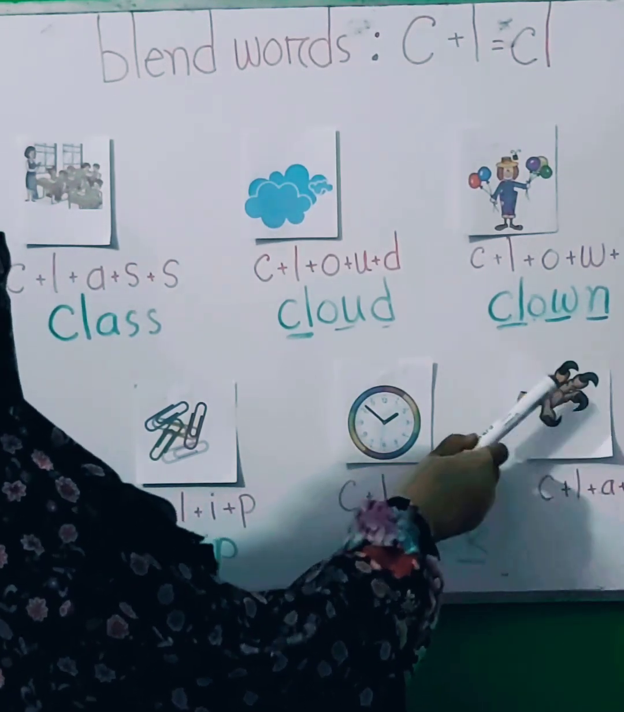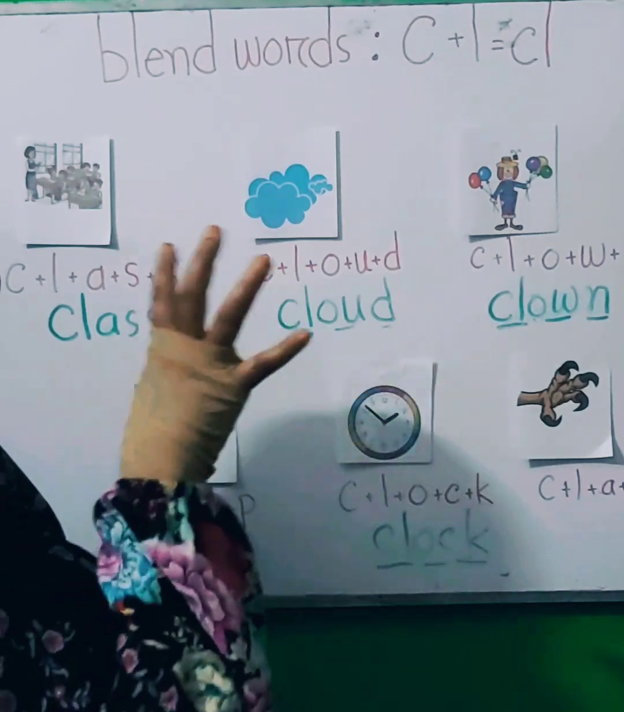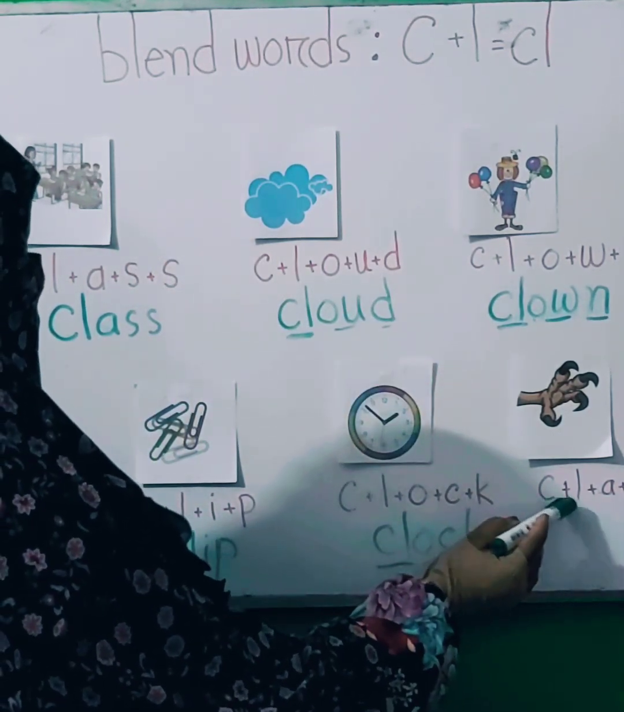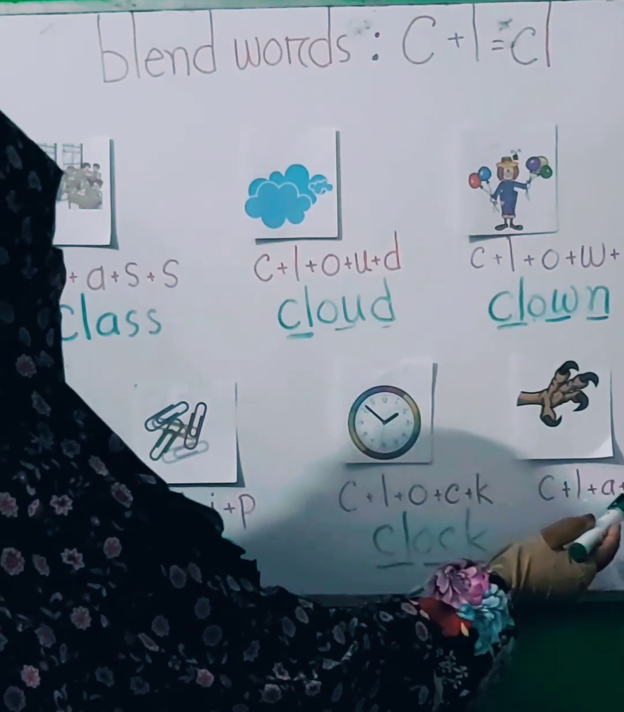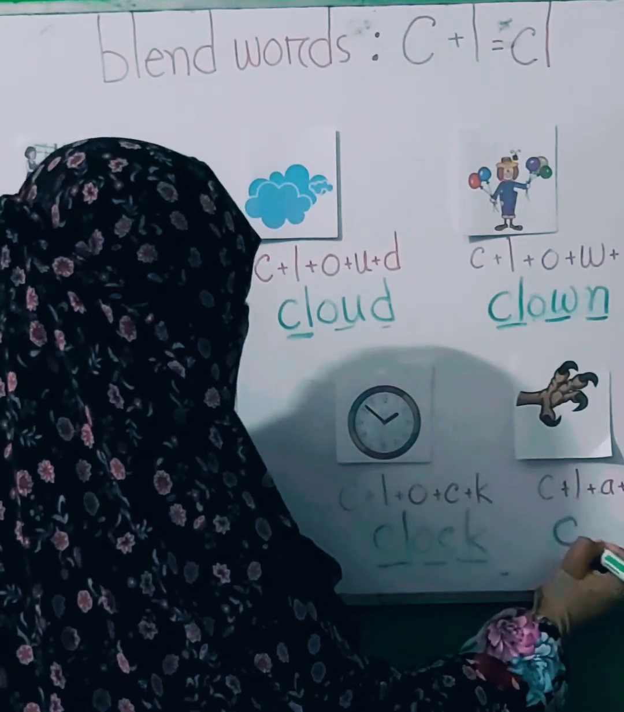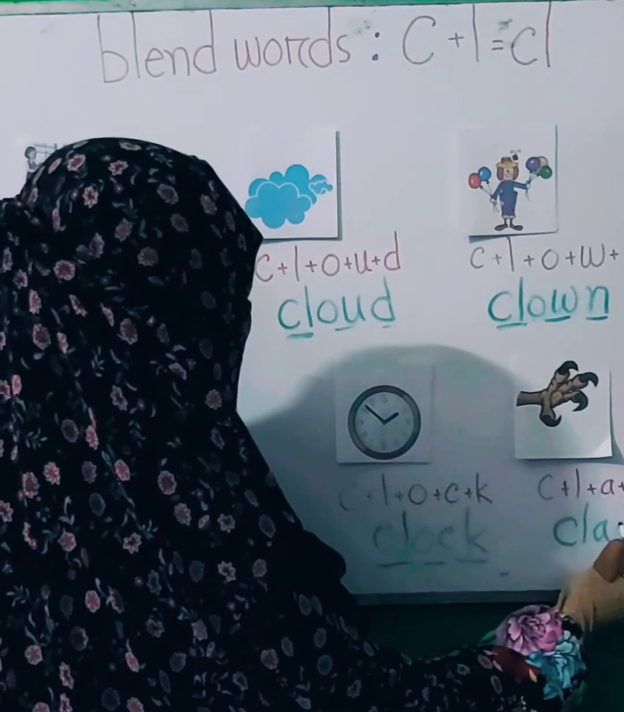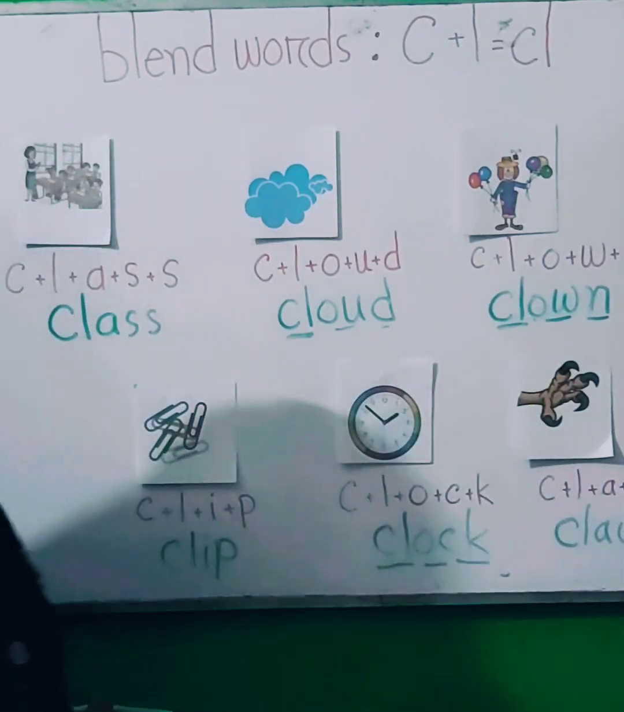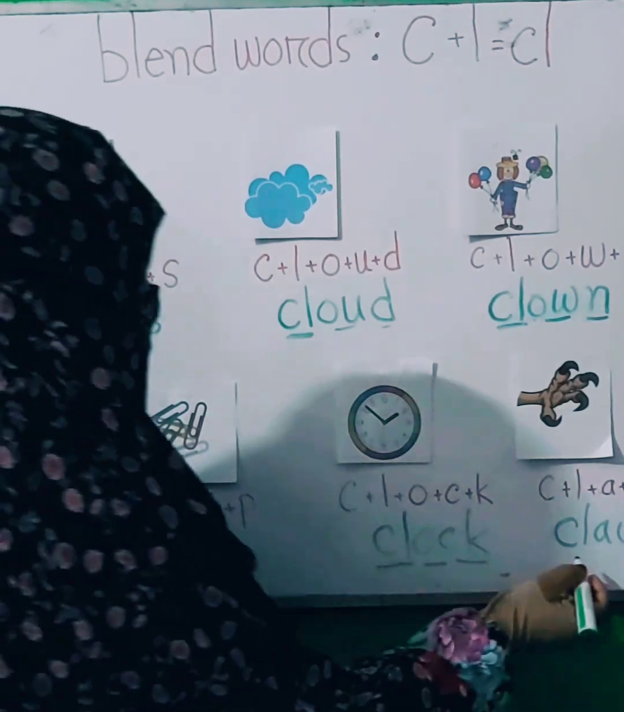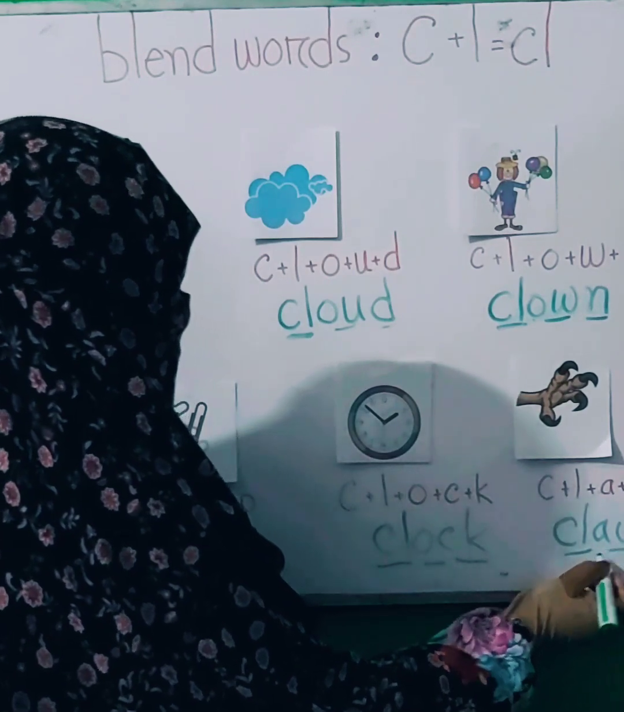Now look at the picture. It's an animal claw. That means thaba. Okay. The letters are here: C, L, A, W. Okay? And now let's make the word. This is claw.